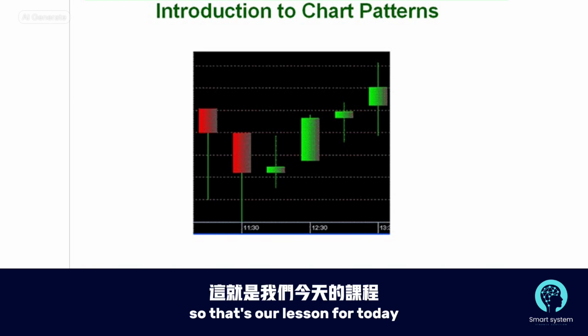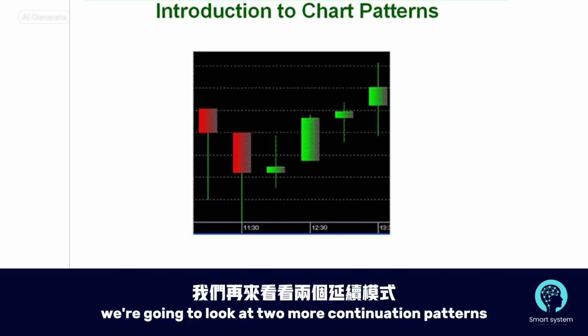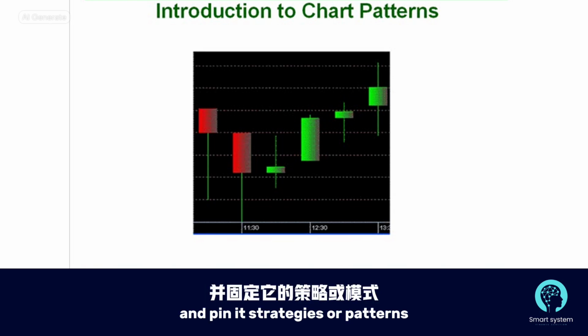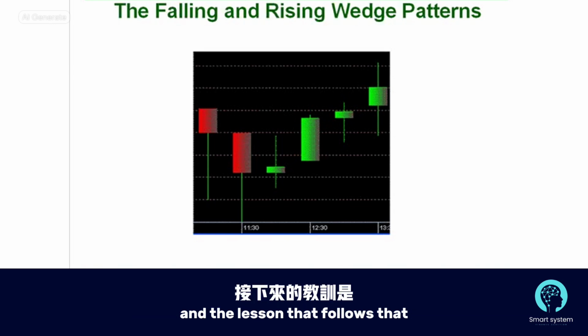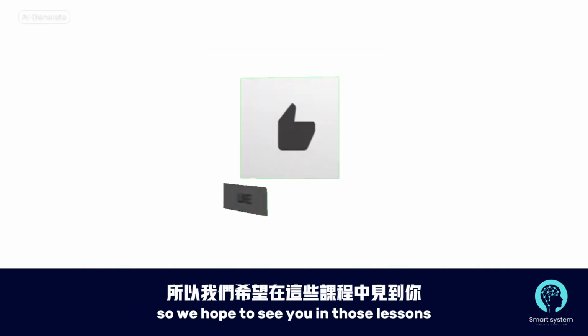So that's our lesson for today. In the next lesson, we're going to look at two more continuation patterns, which are known as the flag and pennant patterns, and then a strategy for trading each of those in the lesson that follows that. So we hope to see you in those lessons.